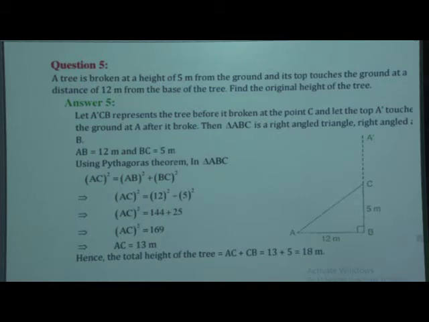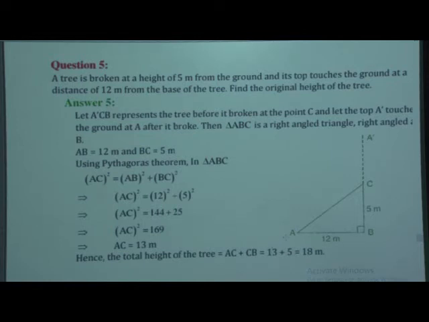The base AB is nothing but the ground, which is the base. And its top touches the ground at a distance of 12 meter. The top touches the ground at that distance, meaning when it is bent, it touches at a distance of 12 meters.